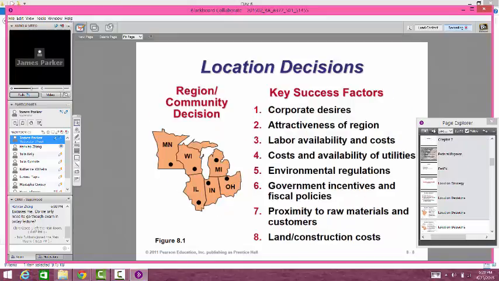Anyway, now looking more at a national scale: corporate desires, attractiveness of the region, labor costs, environmental regulations, raw materials, and construction costs. The Northeast became industrialized due to having favorable factors. Maybe those things have changed, at least in terms of some of the labor availability and costs, the taxes, and some of the other things.